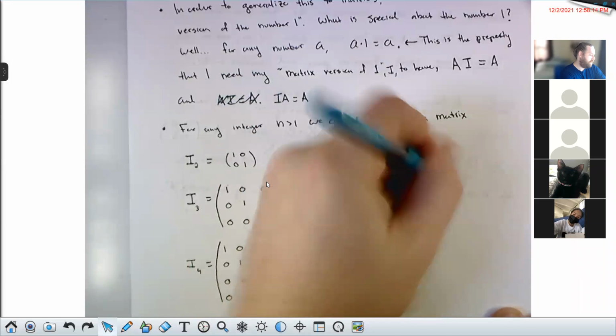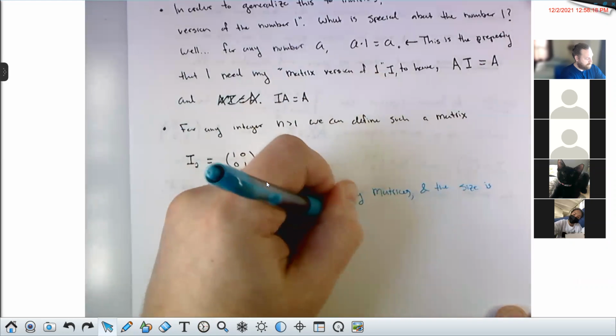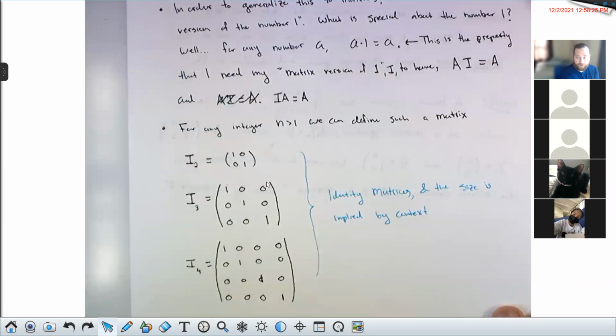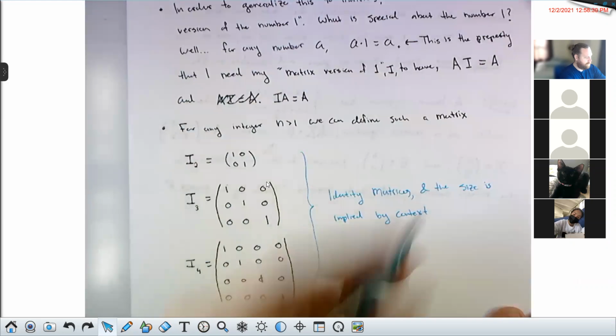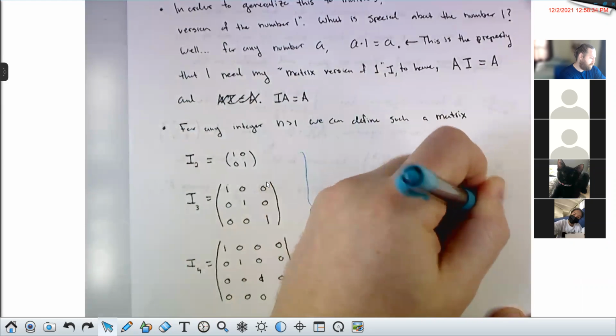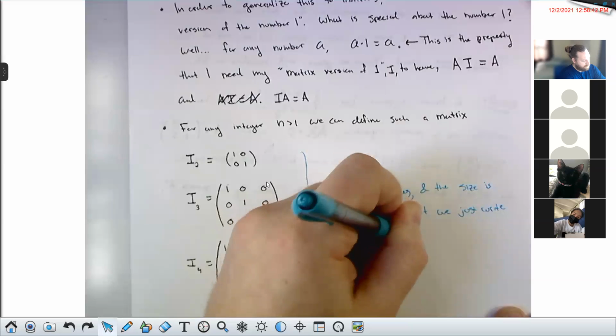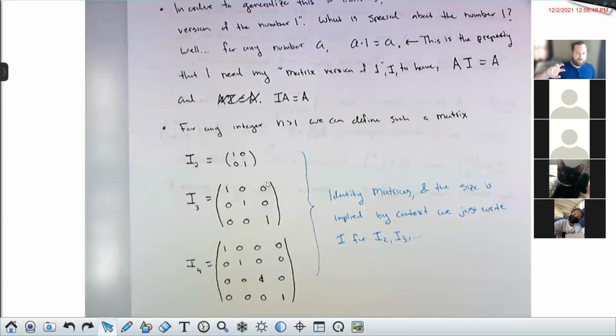And when the size is implied by the context, like if the matrices we're working with on a particular problem are all 2 by 2s, then rather than writing I2, I just write I. There is an I1. I1 is a 1 by 1 matrix, which is just a number. I1 is the number 1. So this is the matrix that generalizes that property of the number 1 that I care about so much. That when you multiply any matrix by I, you get the matrix back that you started with.